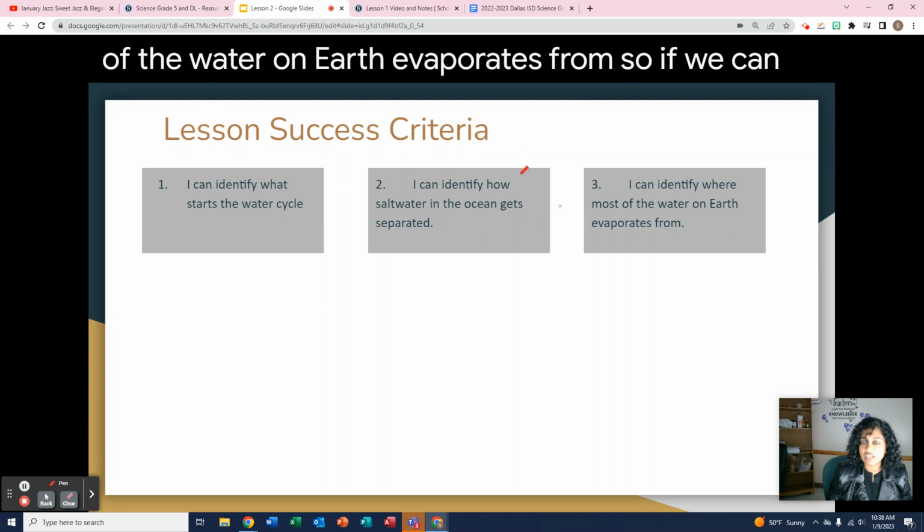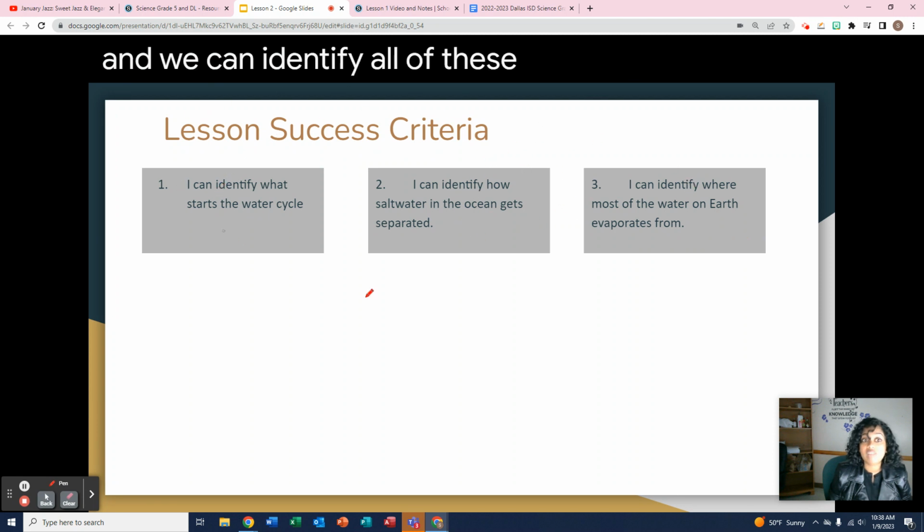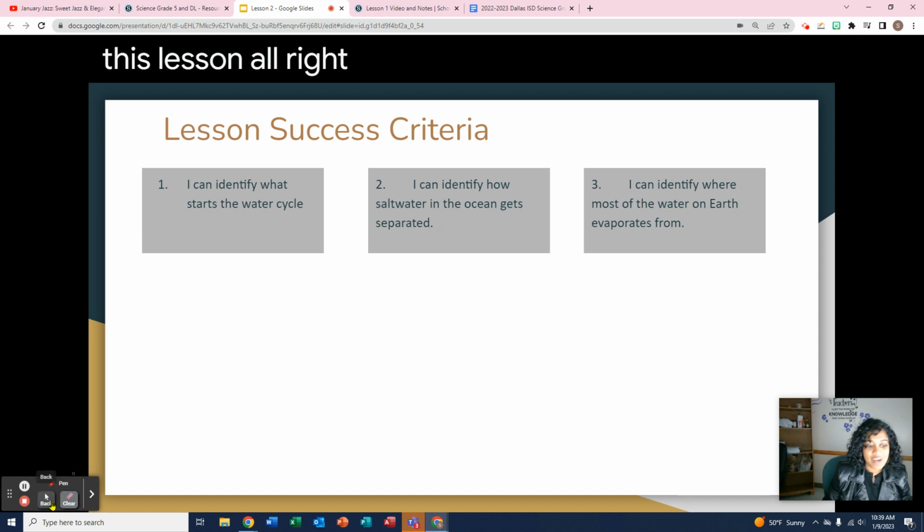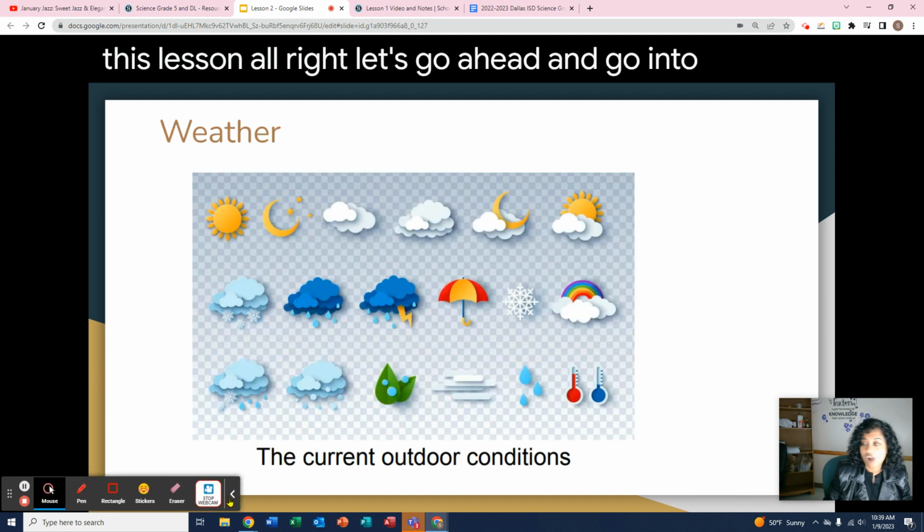So if we can identify all of these things, we have mastered this lesson. We have shown that we've gotten those skills, and that we are successful with this lesson. All right, let's go ahead and go into our vocabulary.